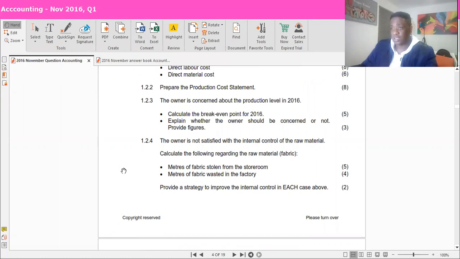So the first thing that you need to calculate is the fabric material stolen from the storeroom, and then secondly, meters of fabric wasted in the factory. And then the third thing is to provide a strategy to improve internal control of each of the above. All right, let's start with the fabric material of trading stock.